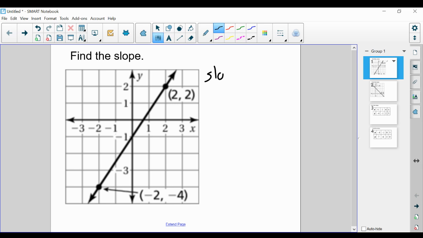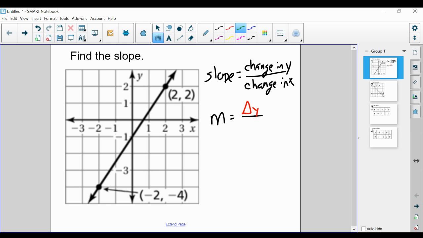So remember, slope is equal to the change in y over the change in x. We sometimes will see it referred to as m. That is the same thing as slope. It's the mathematical abbreviation for slope. We say m. We also have a couple other mathematical abbreviations. The change in y, we call that delta y. Delta means change. And the change in x, we sometimes say is delta x.